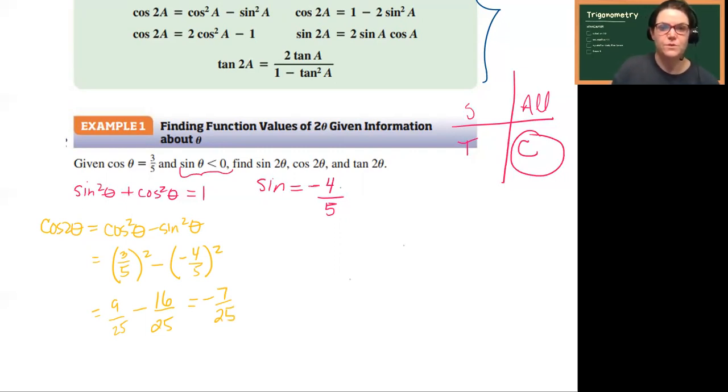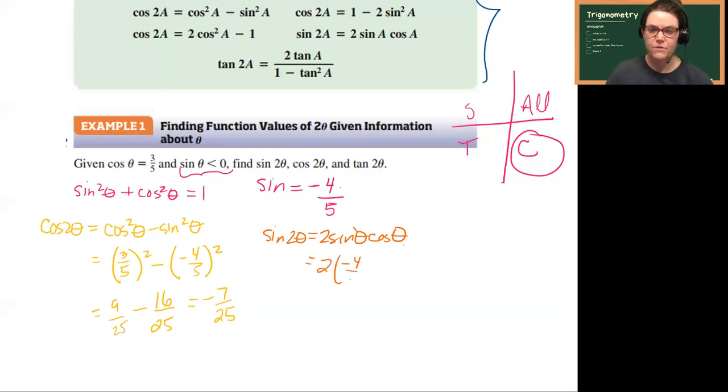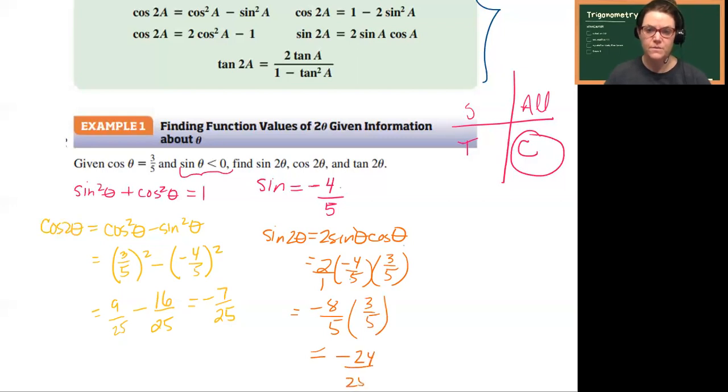Let's do sine. So sine 2 theta equals 2 sine theta cosine theta. So that's going to be 2 times negative 4/5 times 3/5. Multiplication, you can do it in any order. I'm going to put that 2 over 1, make it negative 8/5 times 3/5, which is negative 24/25.